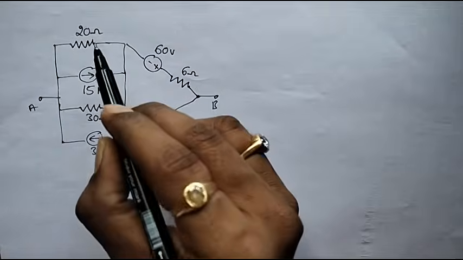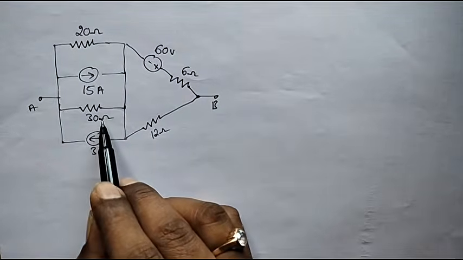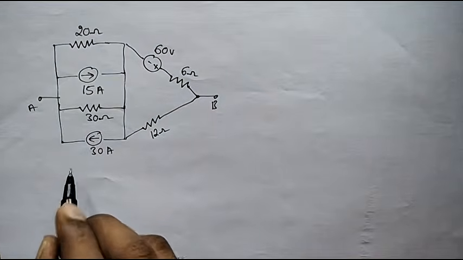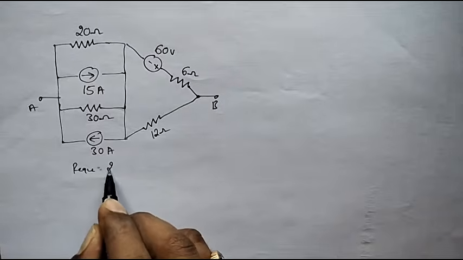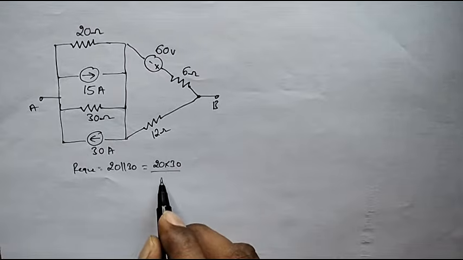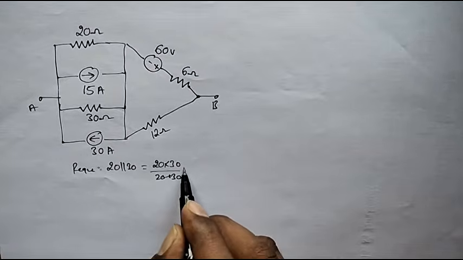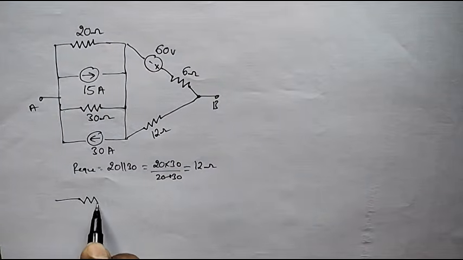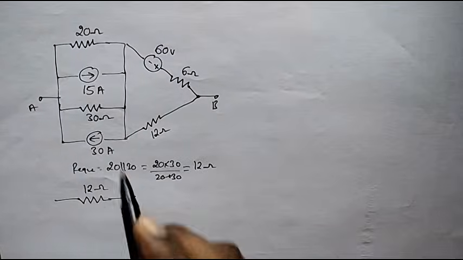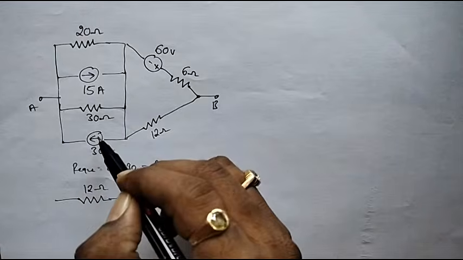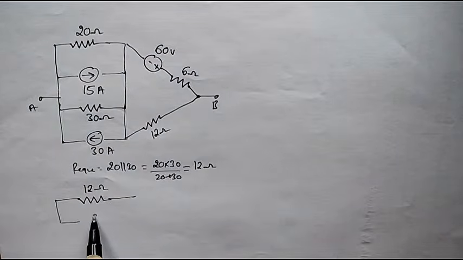Now observe this circuit. Here the 20 ohm resistor is in parallel with the 30 ohm resistor. I can replace these two resistors by a single resistor, R equivalent equals 20 parallel with 30, which is 20 into 30 divided by 20 plus 30. The value of this will be 12 ohm. I can redraw the circuit. Similarly, the 15 amp current source is in parallel with the 30 amp current source. I can replace these two current sources by a single current source of magnitude 15 amp.